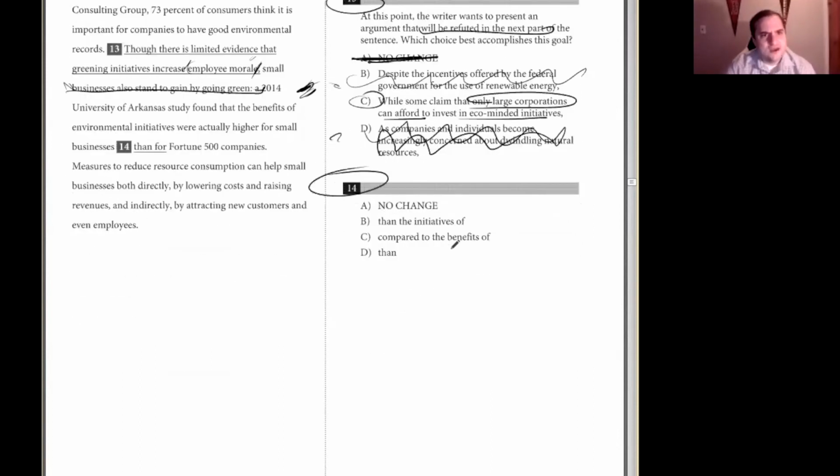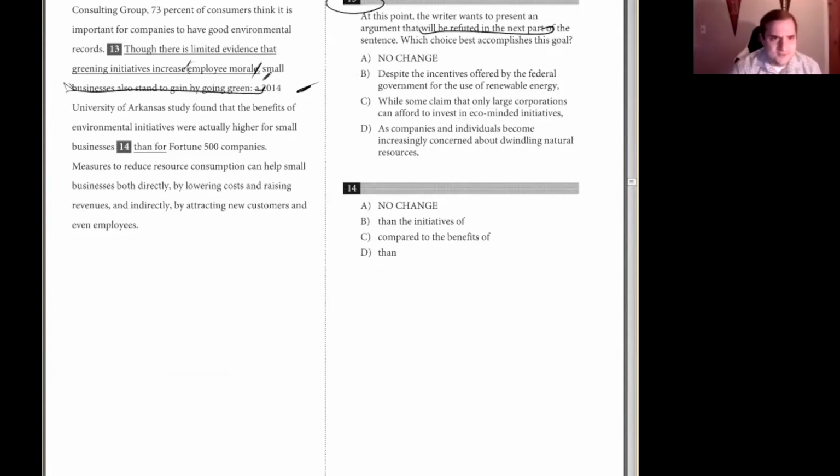14. I think this is a logical comparison question. I see than, which is a comparative word. I literally see the word compared, and I see, yeah, this is almost certainly another logical comparison question. So let's take a look. A 2014 University of Arkansas, did I say Arkansas the first? I really hope I didn't.